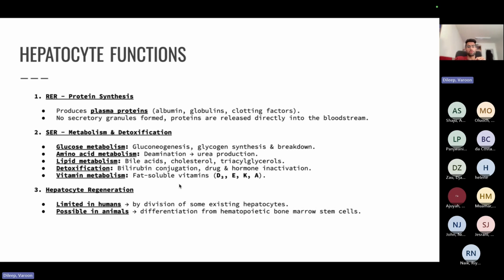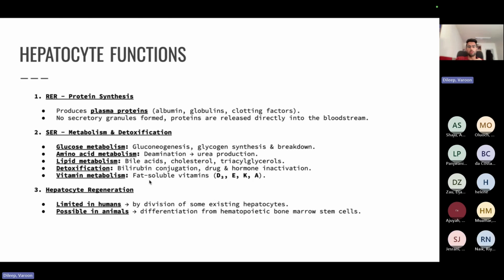And it is also involved in the storage of fat soluble vitamins. These include D3, E, K, A. It is really important for you to remember just these vitamins, nothing else. Just remember it is involved in the storing of these fat soluble vitamins.